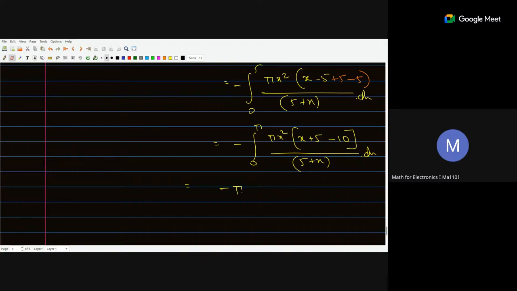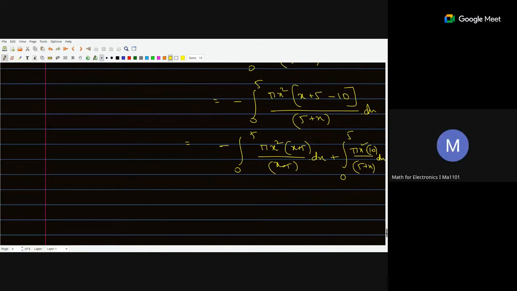Now this will become minus 0 to 5 pi x square on one side with x plus 5 divided by x plus 5 dx. And minus of minus, it will become plus. Integral 0 to 5, 10 pi x square into 10 divided by 5 plus x dx.